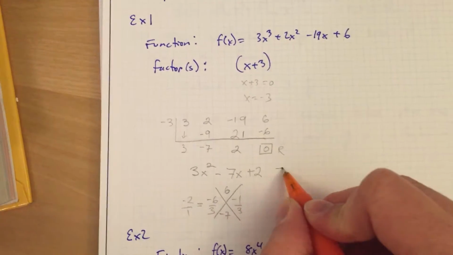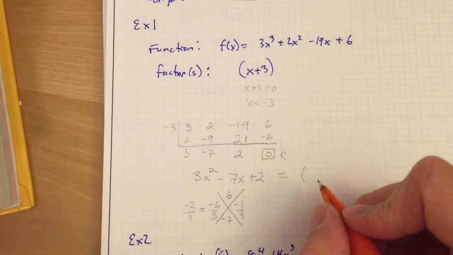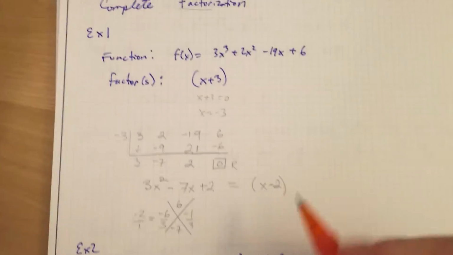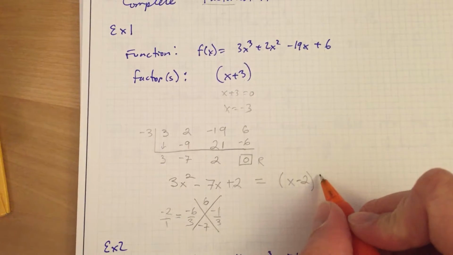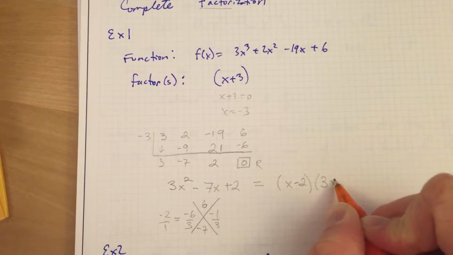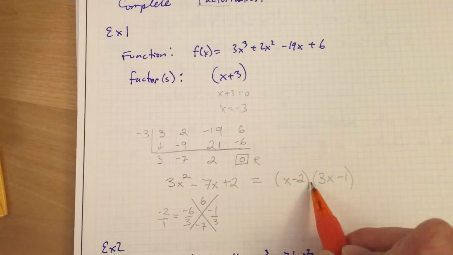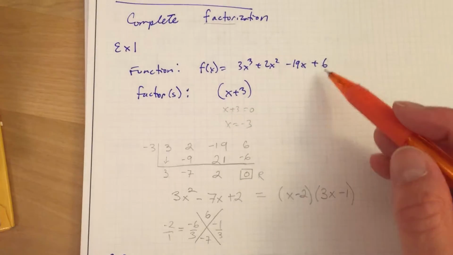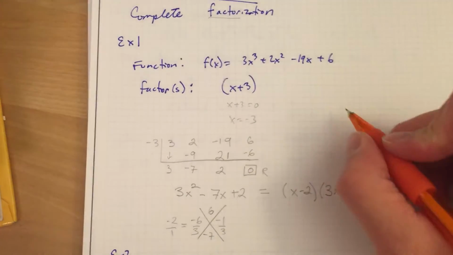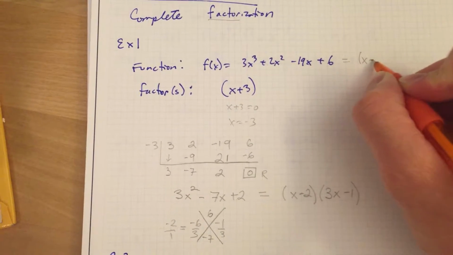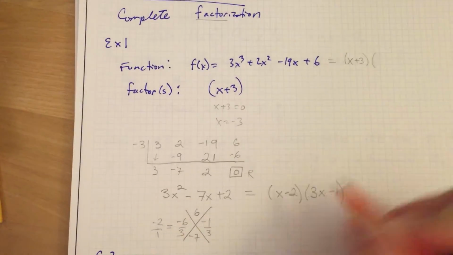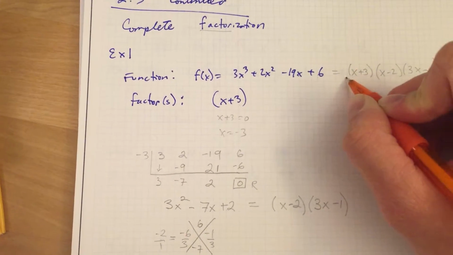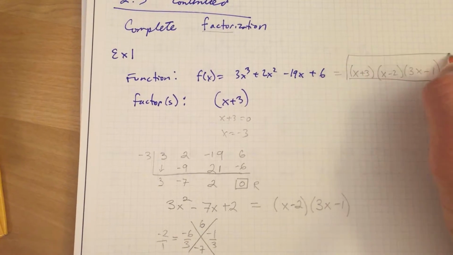So this trinomial can be factored into the following two binomials. Bottoms up, the bottom number gets written first, right? Since we have a 1, we don't have to really put the 1 there. And here, bottom up, 3x minus 1. Now, if these two binomials multiply to give us this, what are the three binomials that would multiply to give you the complete factorization for this problem? That would be your original x plus 3, and then these two new binomials that we found, x minus 2 and 3x minus 1. So right here is your complete factorization.